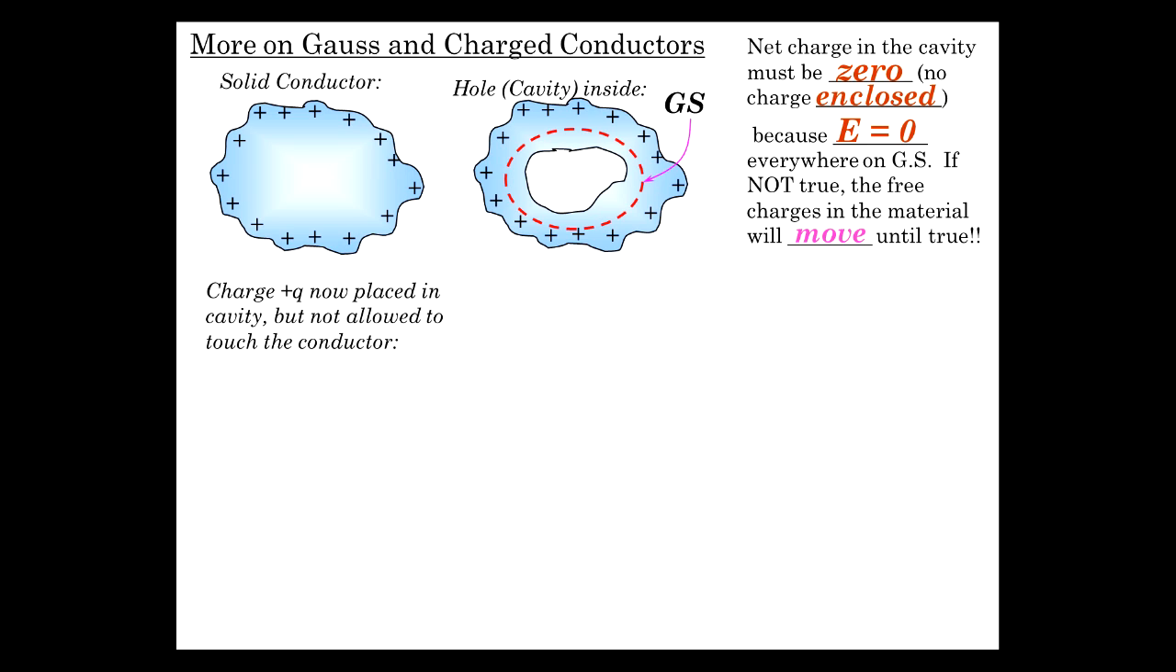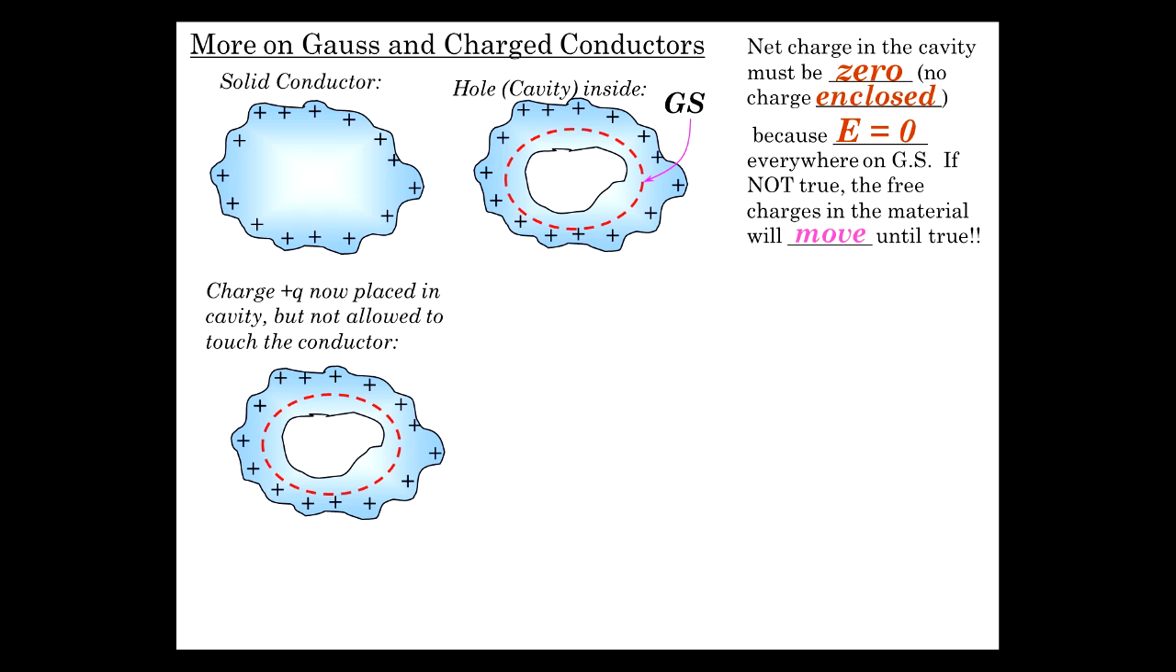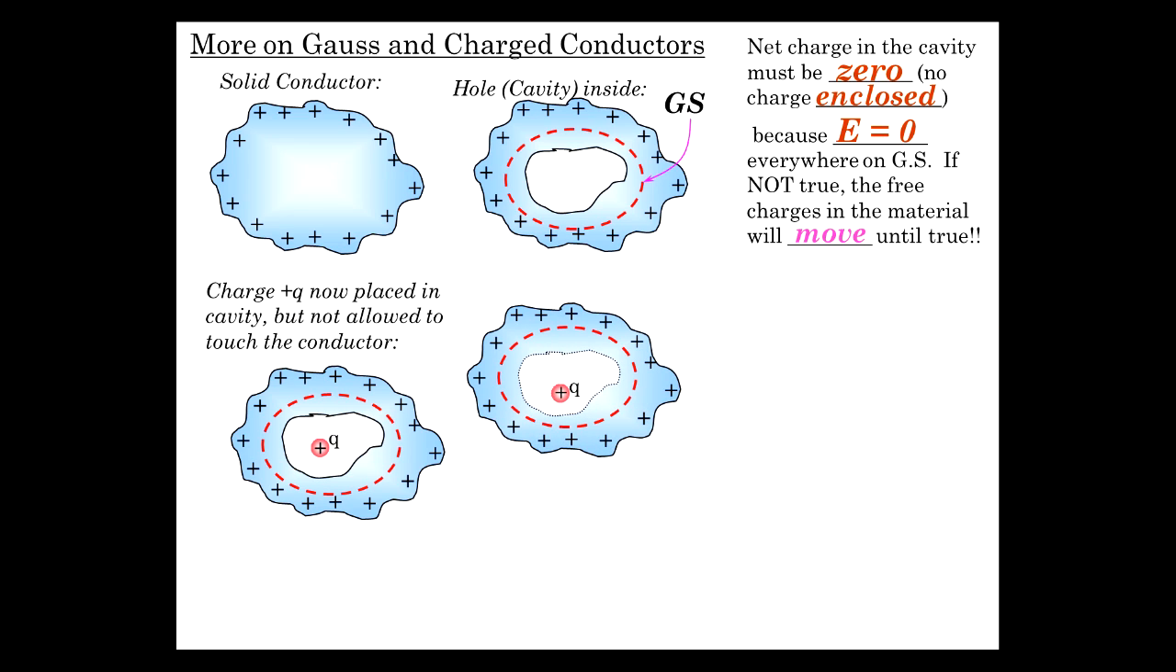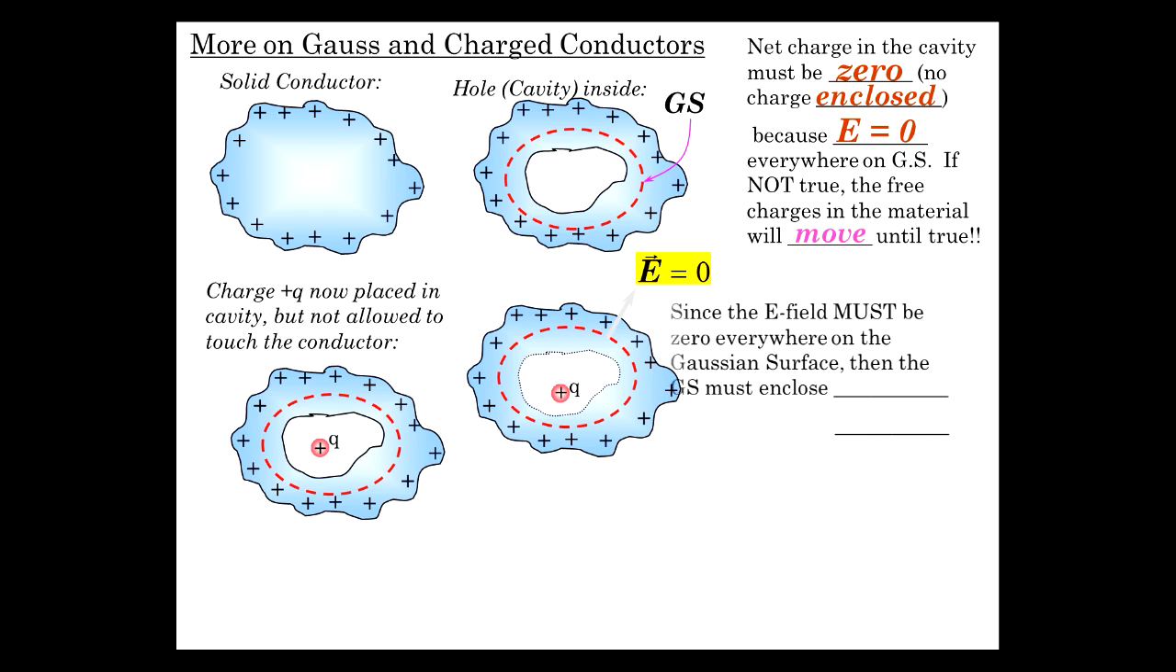Now we're going to do a little experiment. We're going to put a charge plus Q inside that cavity. So there's the cavity, the Gaussian surface, and we're going to put a positive Q inside of it. Think of it hovering without touching anything right now. So there it is. Well, it seems to me then that we are enclosing a charge. So there is an electric field, isn't there?